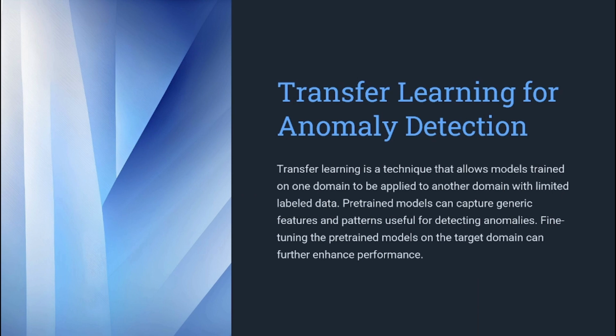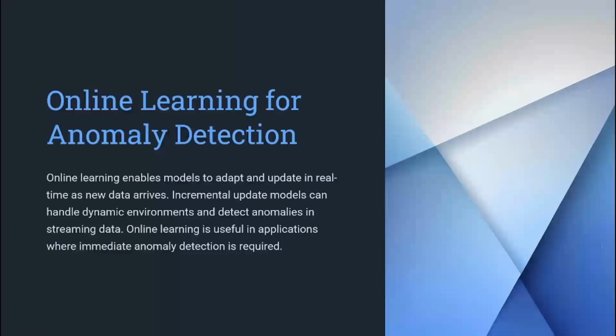You can also use transfer learning for anomaly detection. Transfer learning is a technique that allows models trained on one domain to be applied to another domain with limited labeled data. Pre-trained models can capture generic features and patterns useful for detecting anomalies. Fine-tuning the pre-trained models on the target domain can further enhance performance.